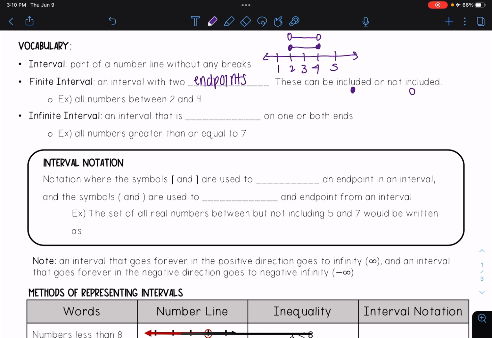On the other hand, we also have infinite intervals, and that is an interval that is infinite on one or both ends. So for example, all numbers greater than or equal to 7. And so if I were to graph that inequality, it's all numbers greater than or equal to, so I'm including the 7, and it would be a line that goes forever in that direction towards all numbers larger than 7.